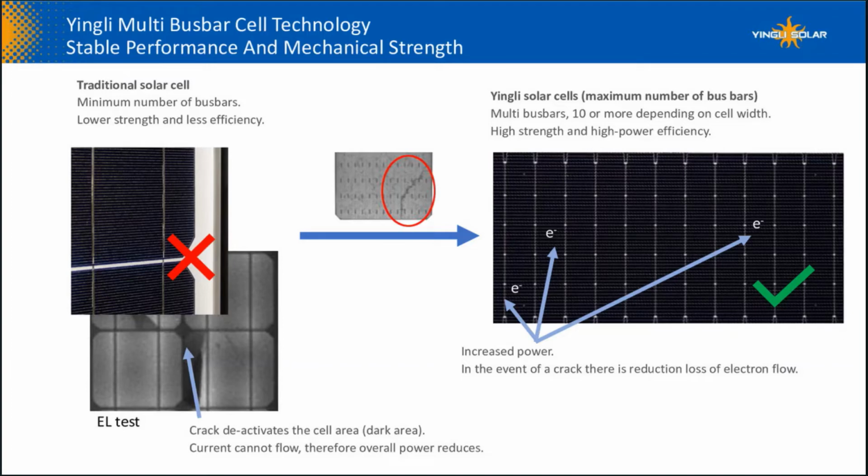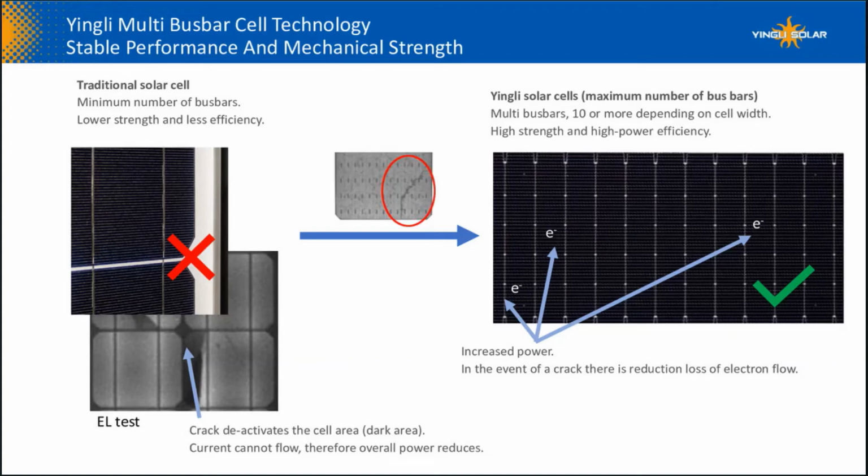As you can see from the image here on the left, the earlier cell designs use a minimum number of bus bars, 2, or in this example, or possibly up to around 5. Should a large enough crack form within these cells, electrons cannot flow easily or may be blocked, therefore overall power reduces. Electroluminescent testing is one way of identifying any fractures within these cells.